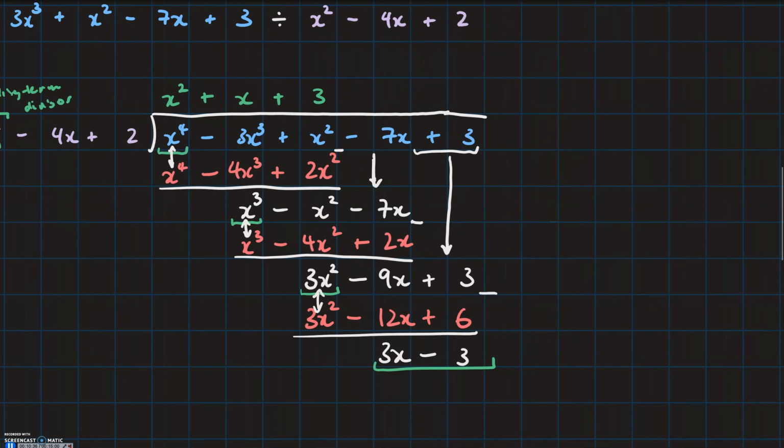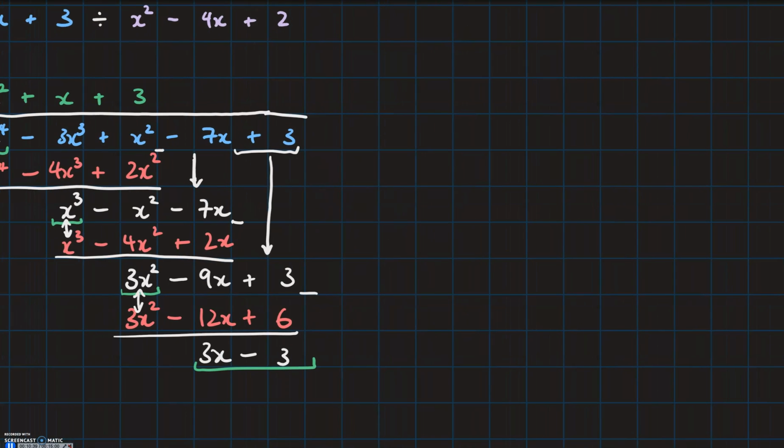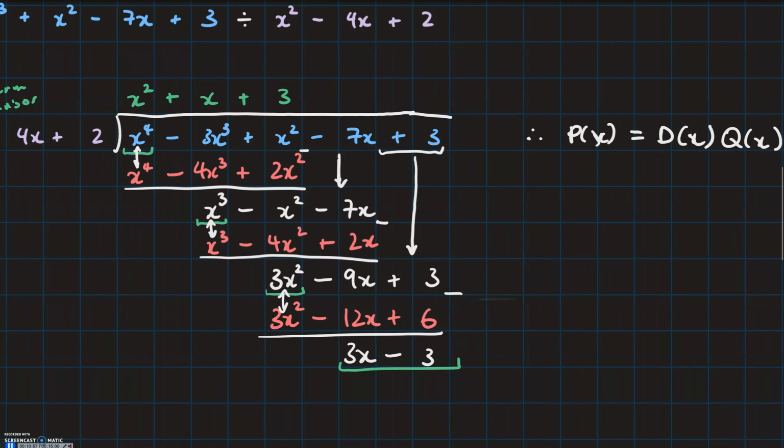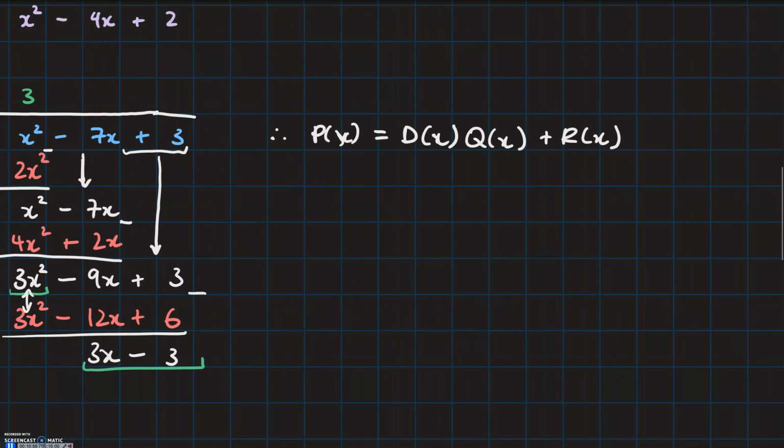And I'm going to actually just write it on the side here to summarize what I've done. So therefore, I'm going to write it in the form that we had before. P(x) is equal to d(x), my divisor, times my quotient, q(x), plus my remainder r(x). I'm going to rewrite this result here with this notation. So let's have a go at that.